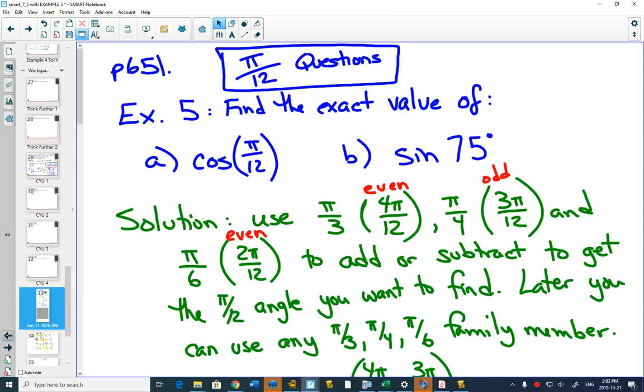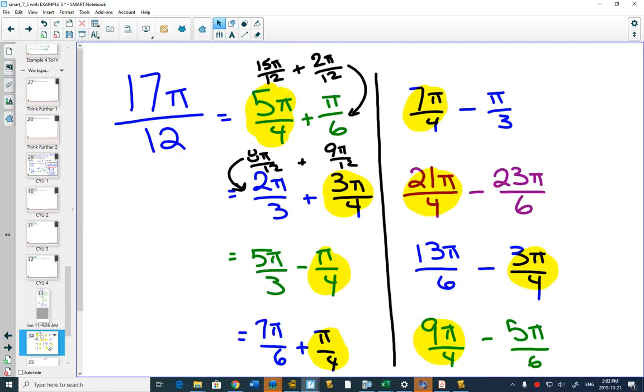Pi over 4 is the only one that's odd. Pi over 4 makes 3 pi over 12. Pi over 3 and pi over 6 are both even numbers over 12. Any multiple of them will still be an even number over 12. If you're trying to find 17 pi over 12, you need 2 numbers to add to 17. One of them is going to be odd, one of them is going to be even. The only way to get an odd number is to use something in your pi over 4 family.